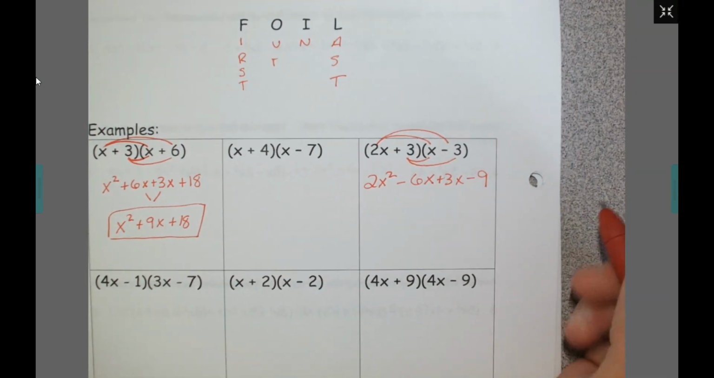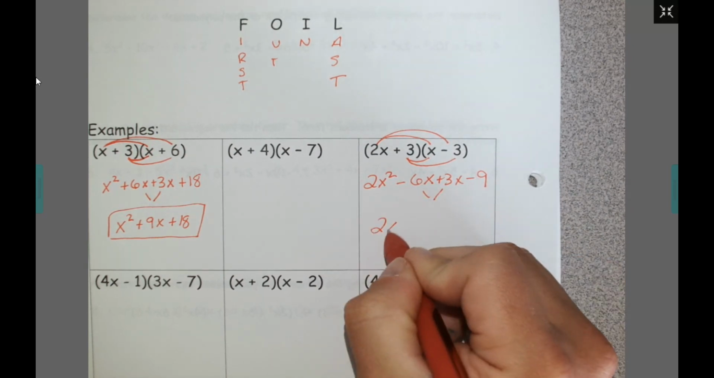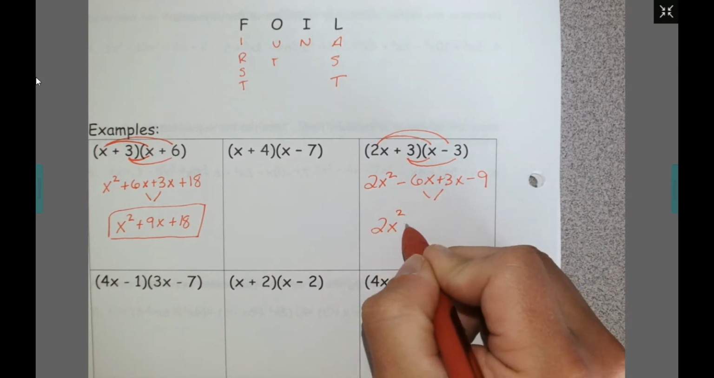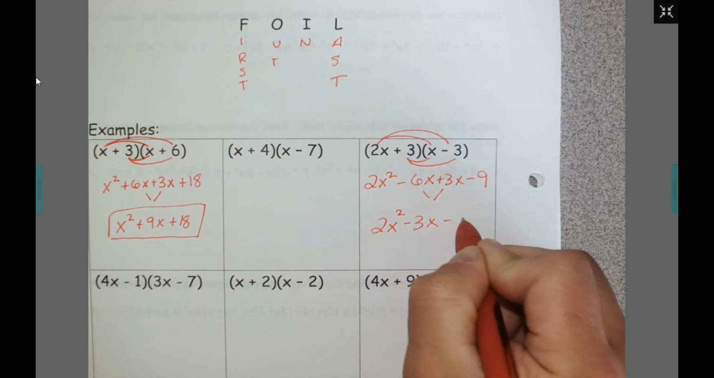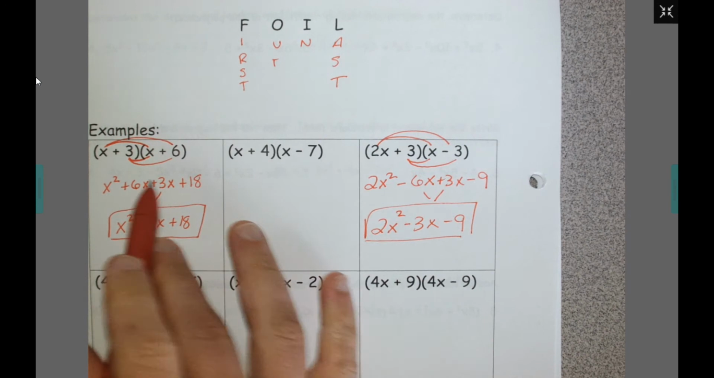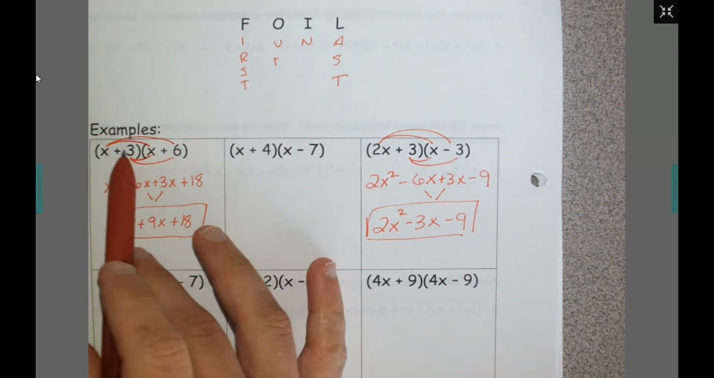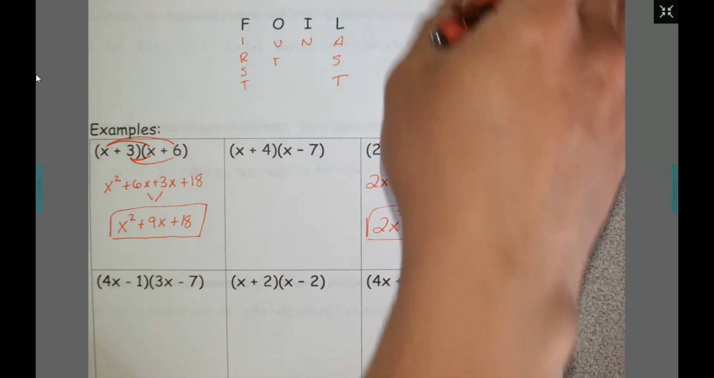Again, you're not done. We need to go ahead and simplify the middle, combining your like terms. We end up with 2x squared minus 3x minus 9. So whenever you have 2 terms times 2 terms, we're going to follow that pattern. Okay, it's like a sprinkler. It's a lot of distribution going on there.